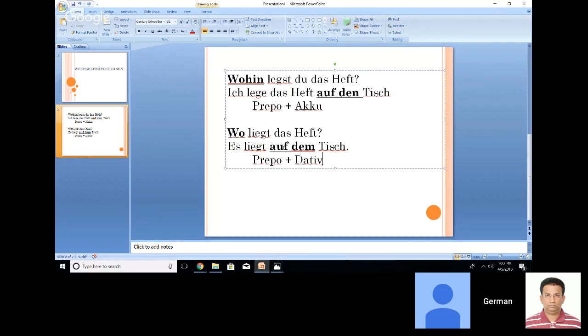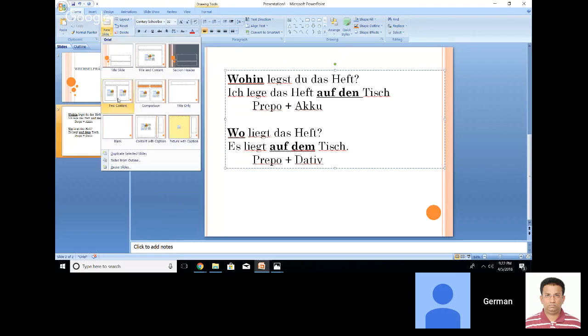Auf is a wechsel preposition. It is irrespective of the case. It can take accusative as well as dative. But over here, because there was a doer involved and there was action, it took accusative. Over here, it is position and there is no doer involved. That's why it is dative. That is why it has become auf den in this sentence, and in this sentence it is auf dem. Okay. Another example.